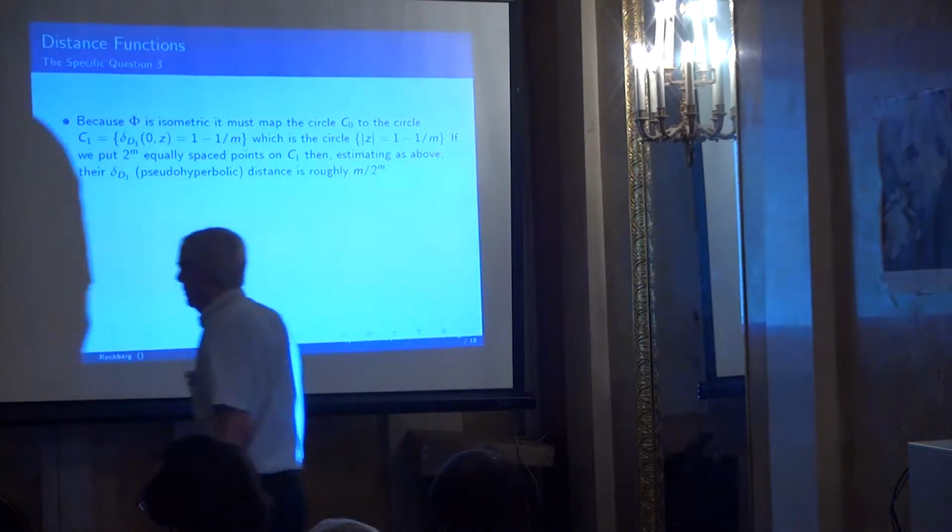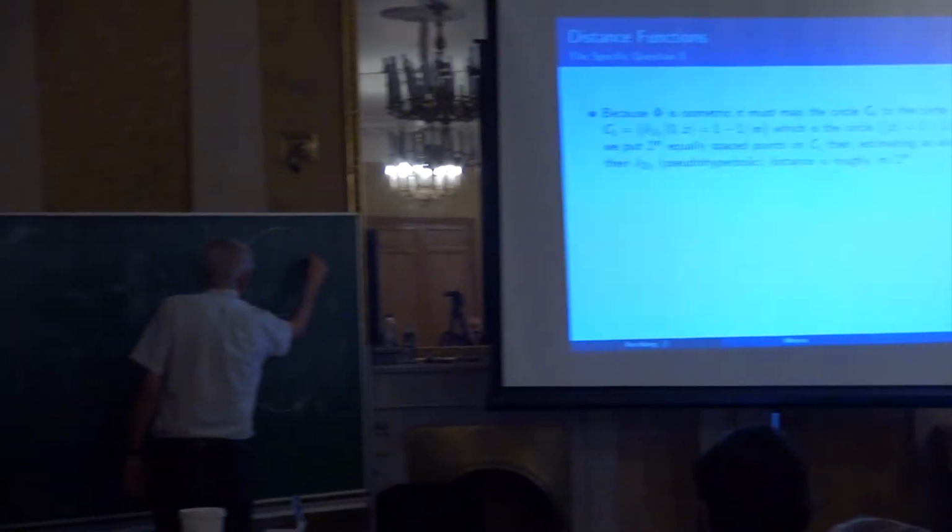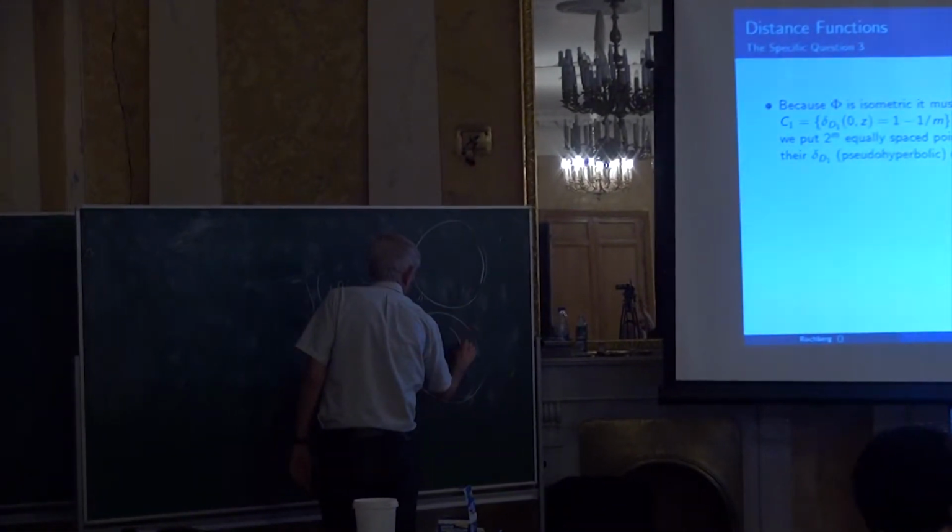So what I have now is 2 copies of the disk, and I have one circle way out here, and I'm mapping it to one circle here, and the mapping is isometric, but it's isometric in metrics that aren't the standard ones, so I have to actually write down what's going on explicitly.